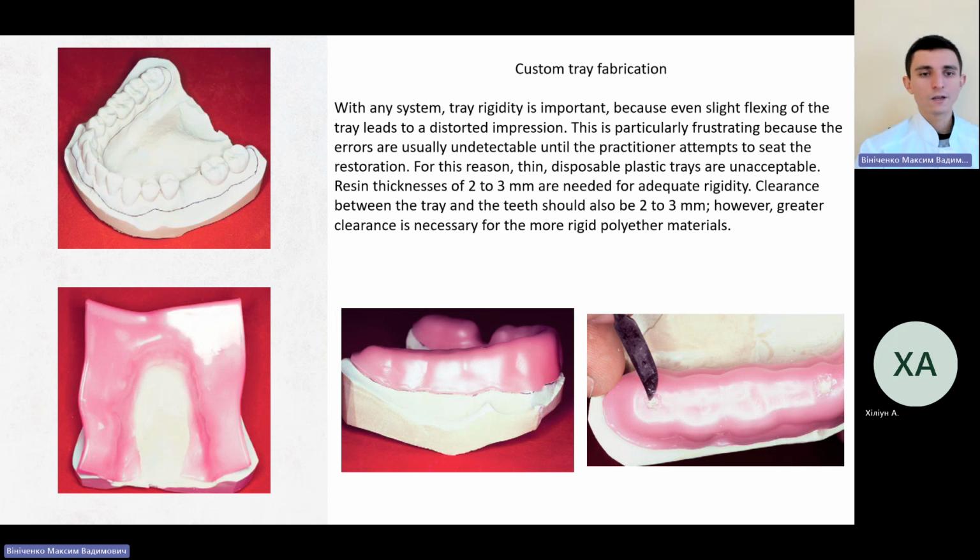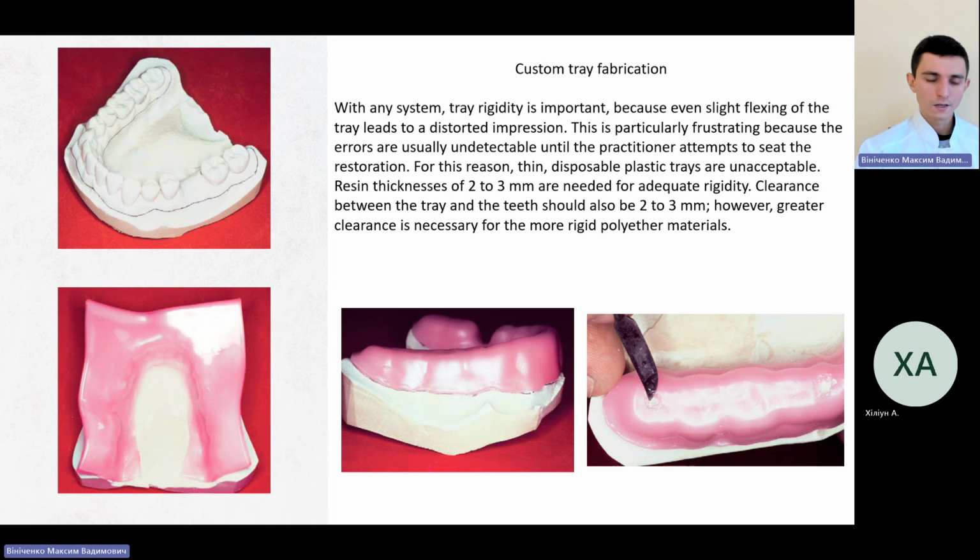With any system, tray rigidity is important because even slight flexing of the tray leads to a distorted impression. This is particularly frustrating because the errors are usually undetectable until the practitioner attempts to seat the restoration. For this reason, thin disposable plastic trays are unacceptable. Resin thicknesses of 2 to 3 millimeters are needed for adequate rigidity.